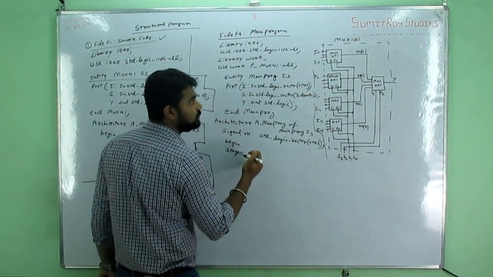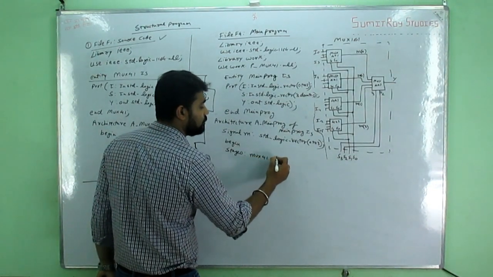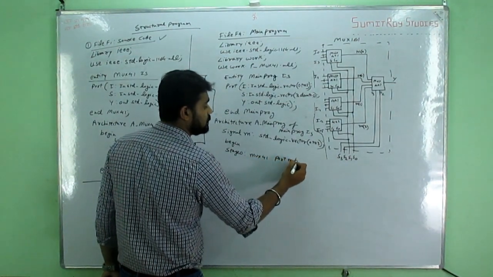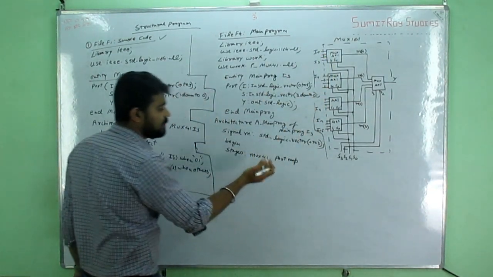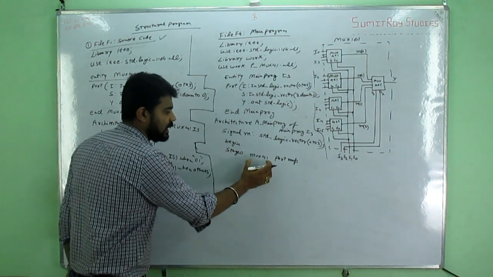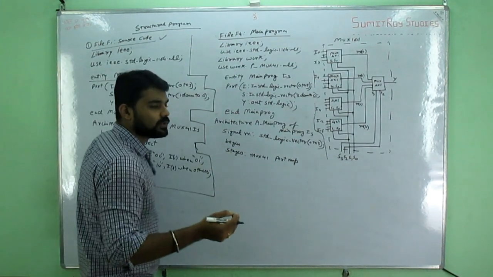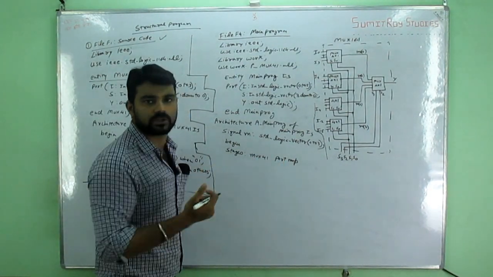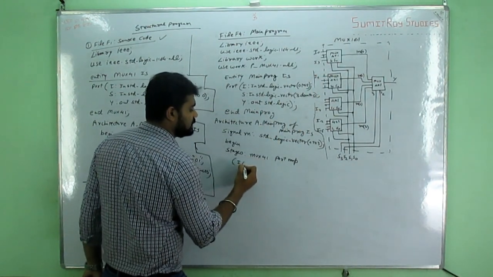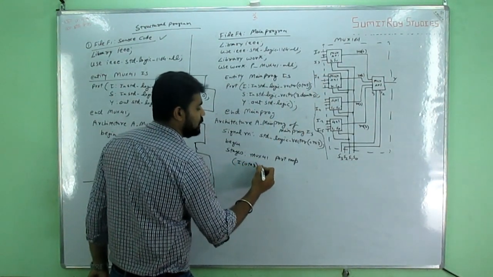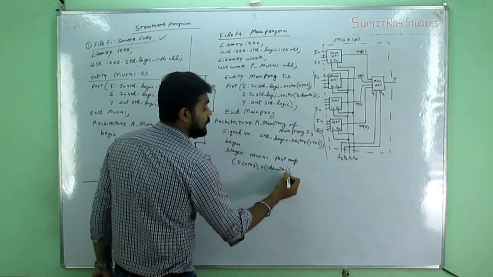So similarly, stage 0, MUX41, port map. For this I am writing stage 0. Now MUX41 port map means we have the definition, the entire logic of MUX41 here. We just have to give the input and output, and it will work according to the logic that has been defined. So I will just give the inputs: I 0 to 3, S 1 down to 0, and M0.